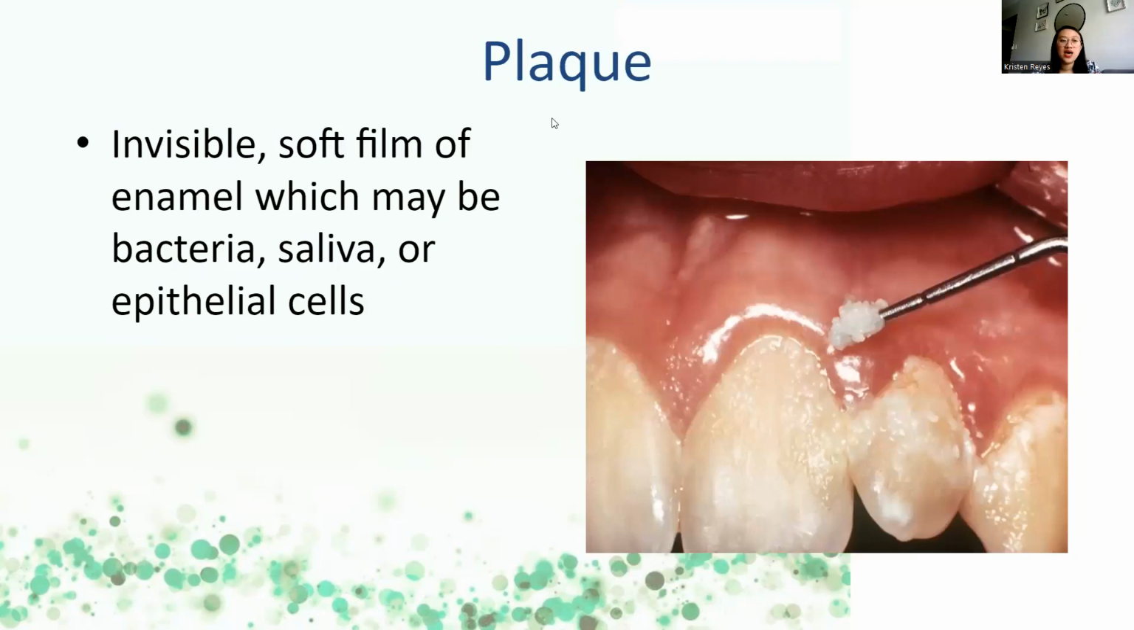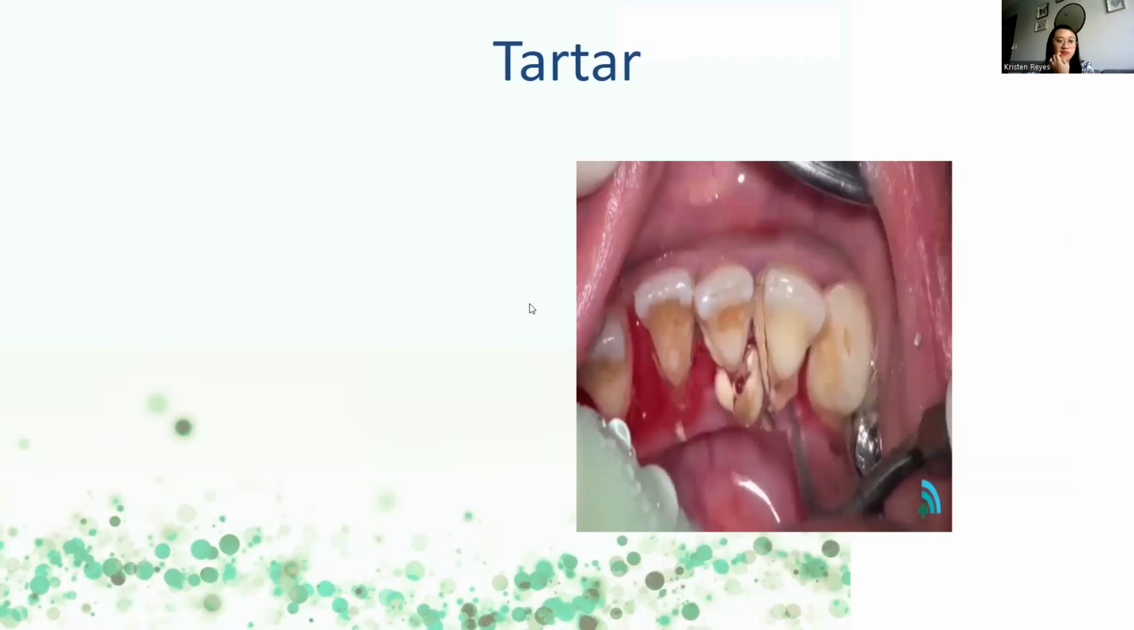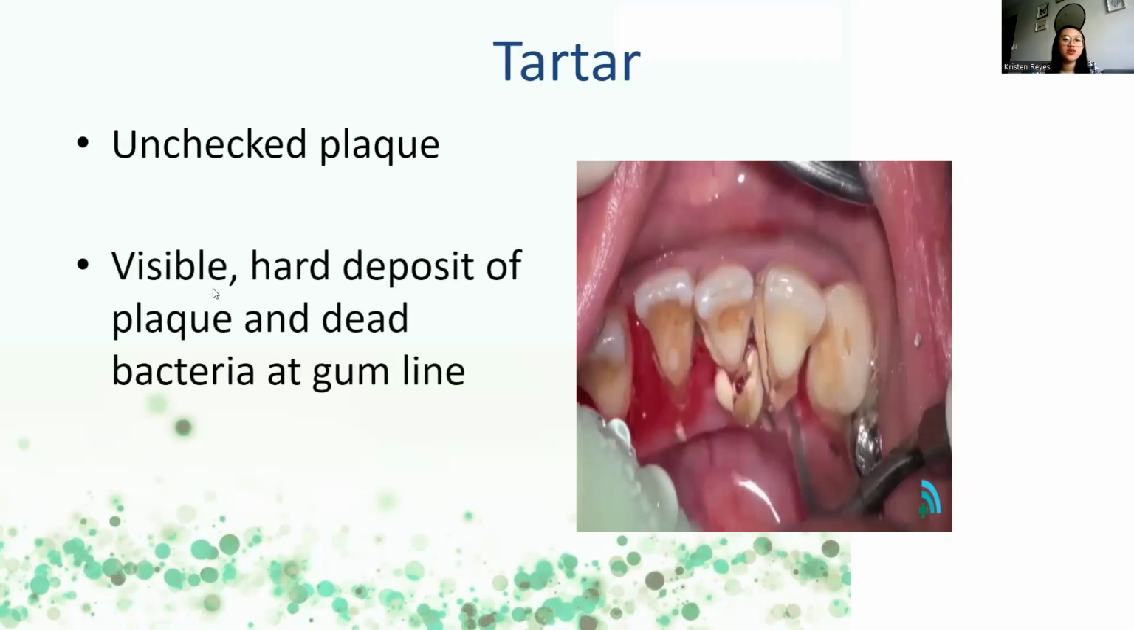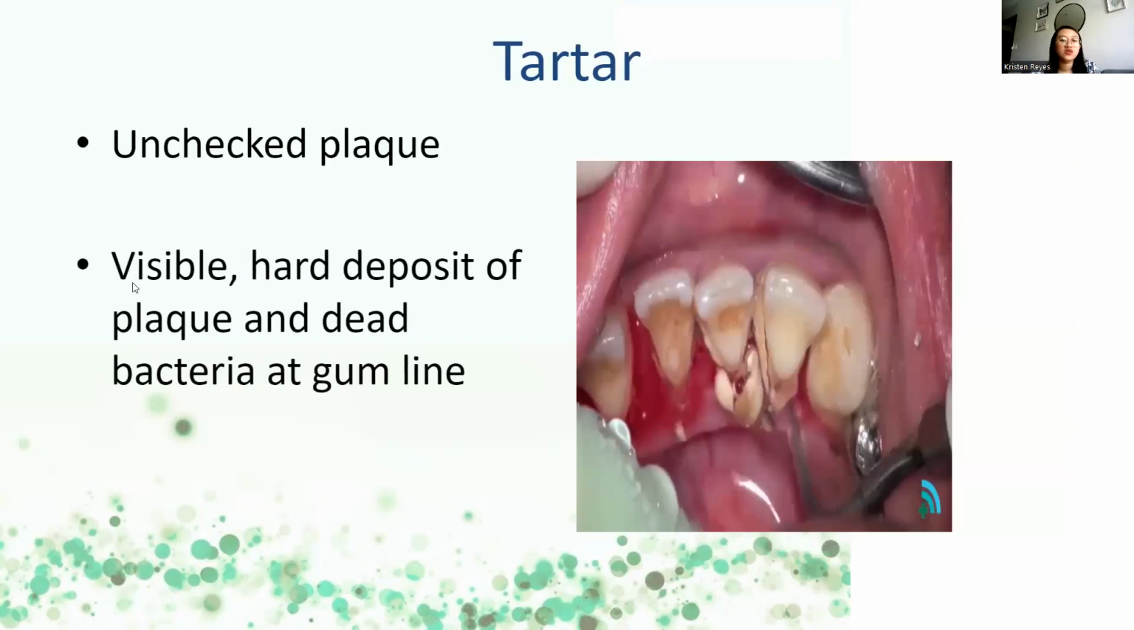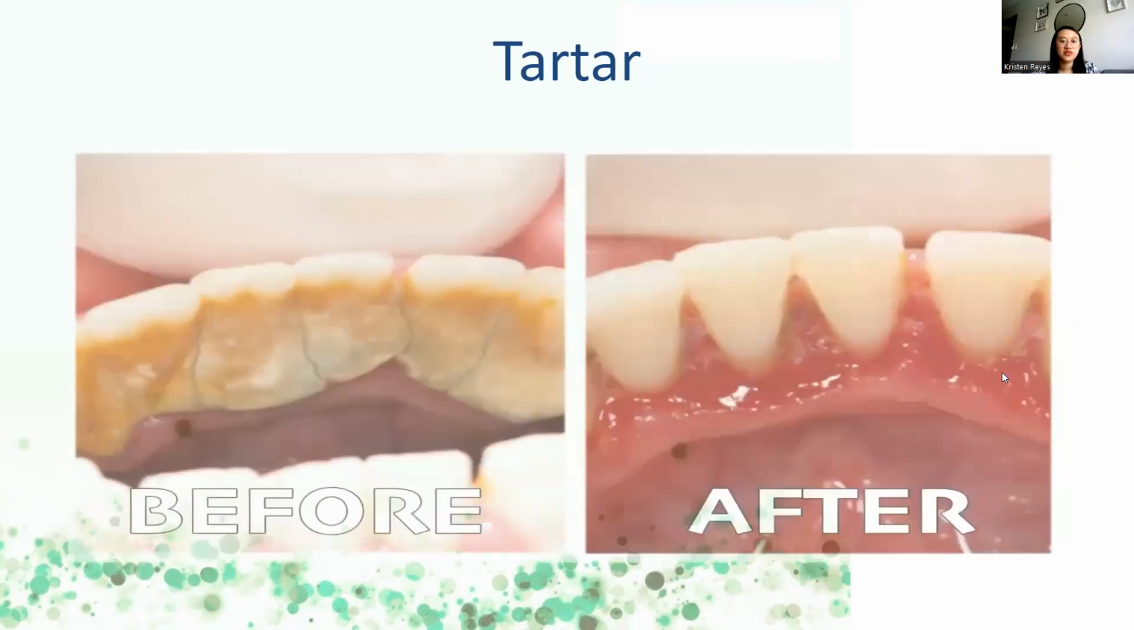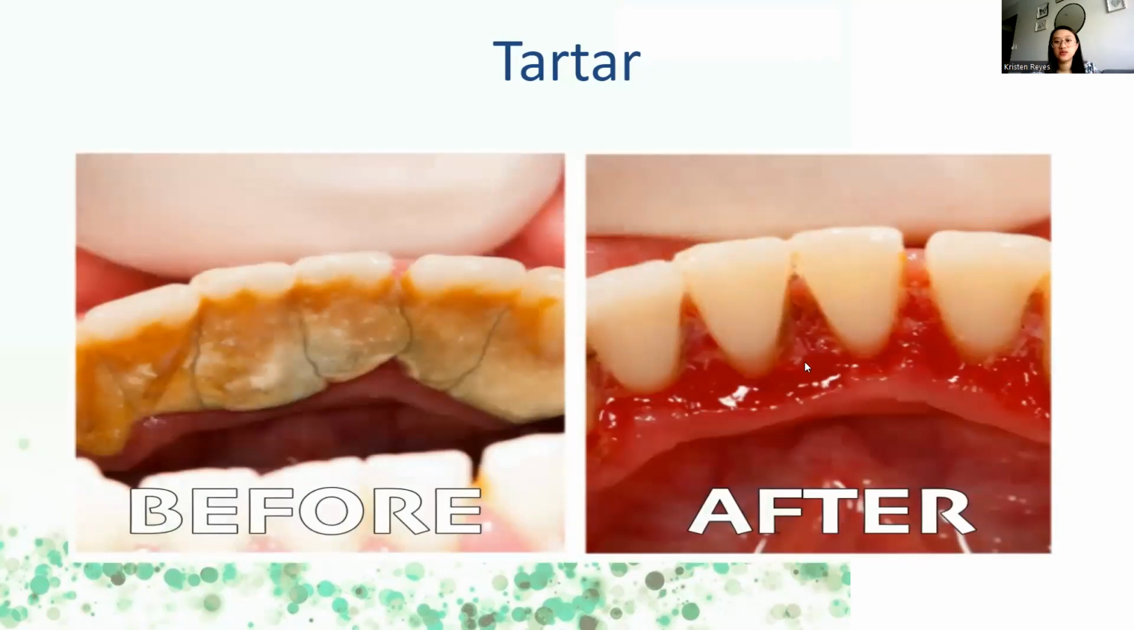So, plaque. Plaque is an invisible soft film of enamel which may be bacteria, saliva, or epithelial cells. Tartar is different from plaque. Tartar is an unchecked plaque. Okay, this is already hard, in contrast with plaque, which is soft, no? So again, tartar are visible hard deposits of plaque and dead bacterium at the gumline. So if you see tartar in a patient, you have to refer them to a dentist as well. This is a sign of poor oral hygiene. Ayan. So, pwede naman siyang alisin, no? Ng dentist.